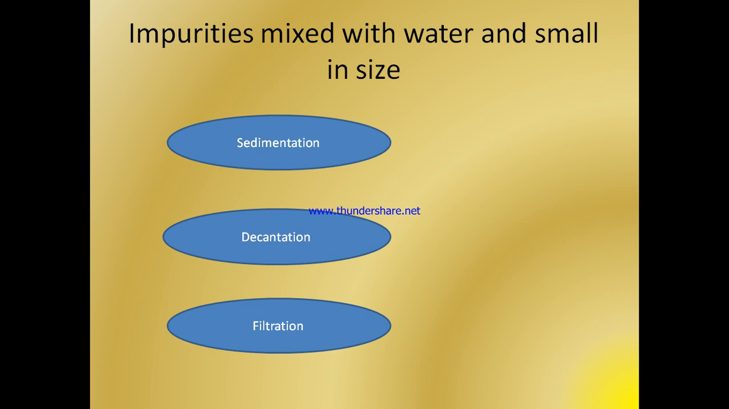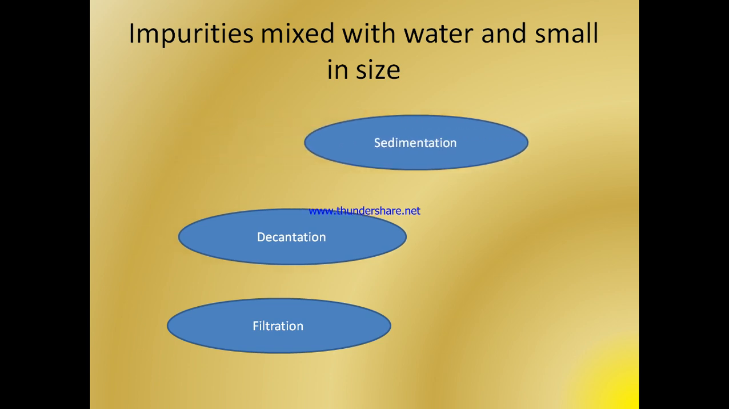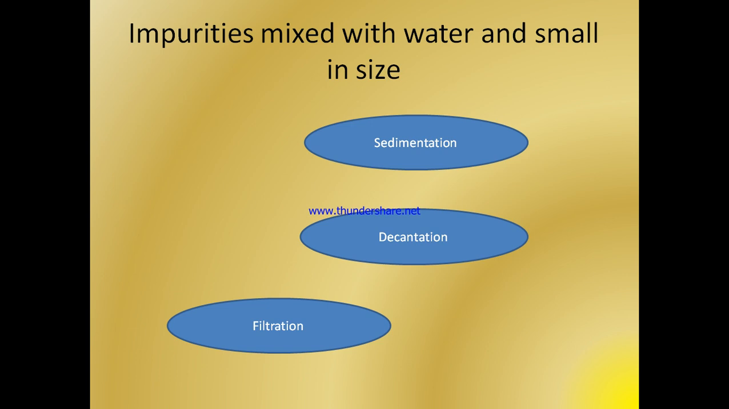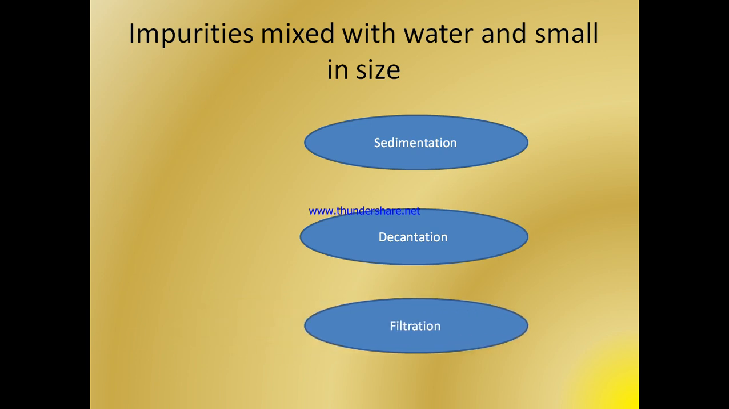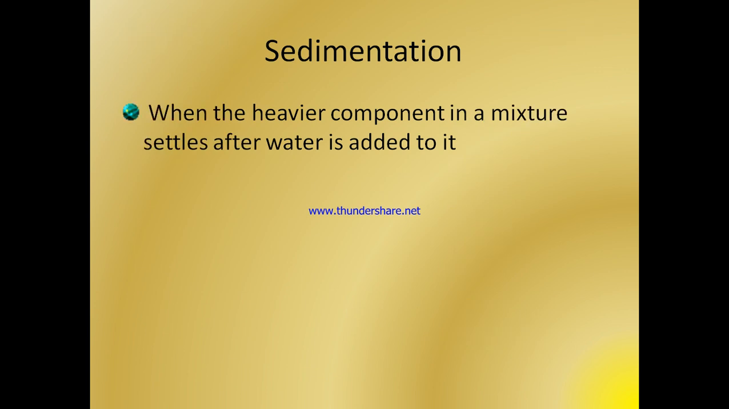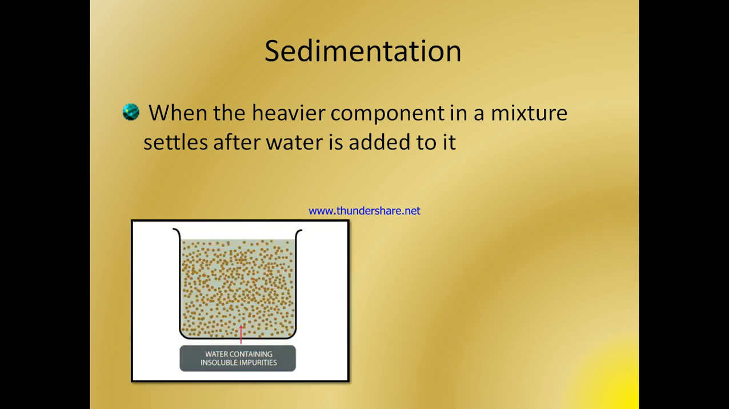Impurities mixed with water and small in size are separated by the following methods. First is sedimentation, decantation, and filtration. When the heavier component in a mixture settles after water is added to it, the process is called sedimentation. After sedimentation, clear water will be obtained.